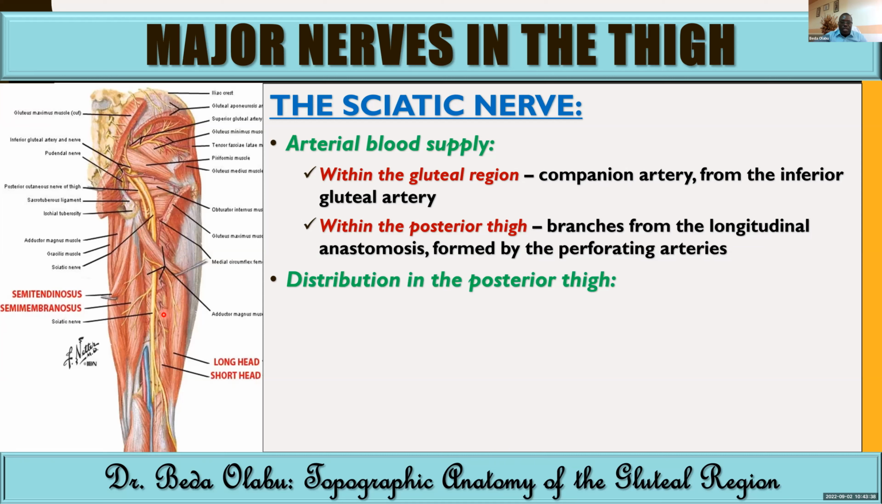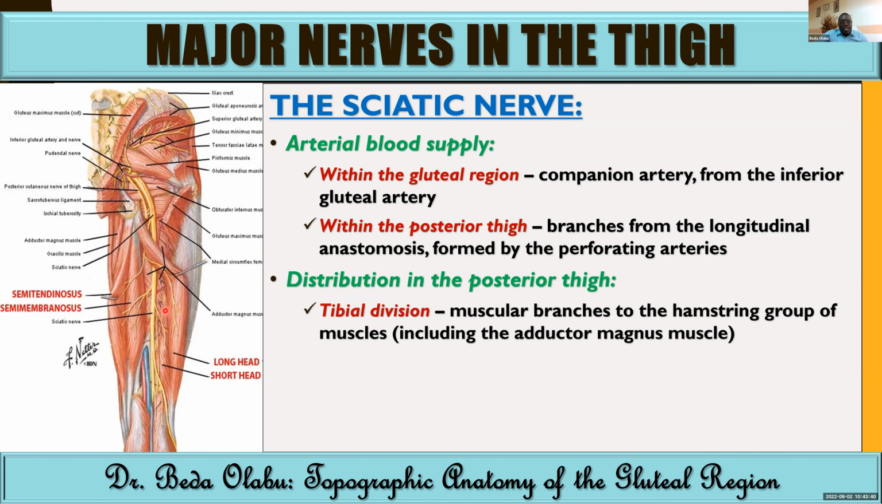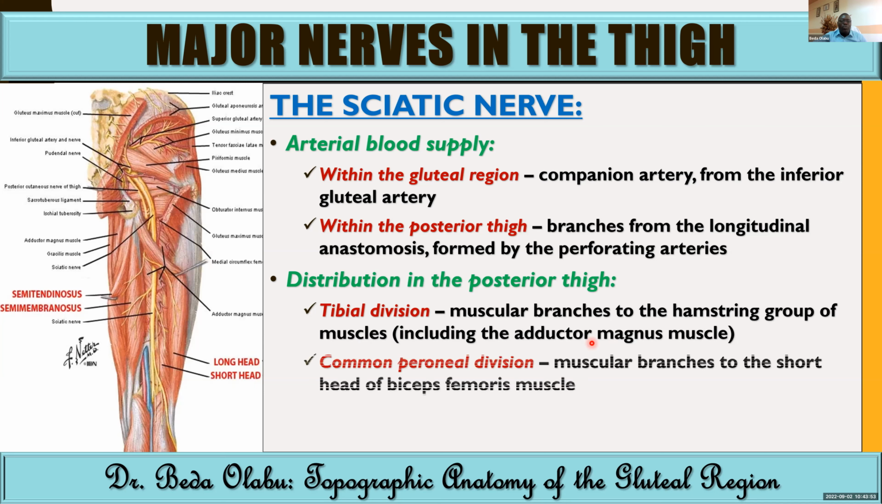So what's the distribution of the sciatic nerve? The tibial division of the sciatic nerve supplies the hamstring group of muscles. Remember, that will include also the hamstring part of the adductor magnus muscle. The common peroneal division of the sciatic nerve goes to the short head of biceps femoris muscle. That is in the back of the thigh. I've not included the ones we'd already mentioned in the popliteal fossa, but remember them as well. I'm trying to focus on the main composite, the sciatic nerve itself.